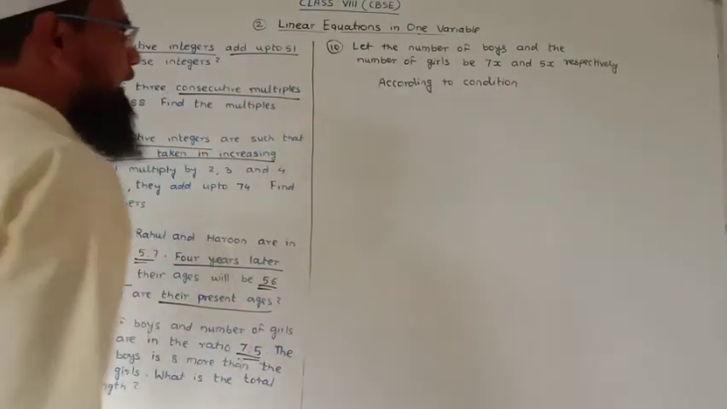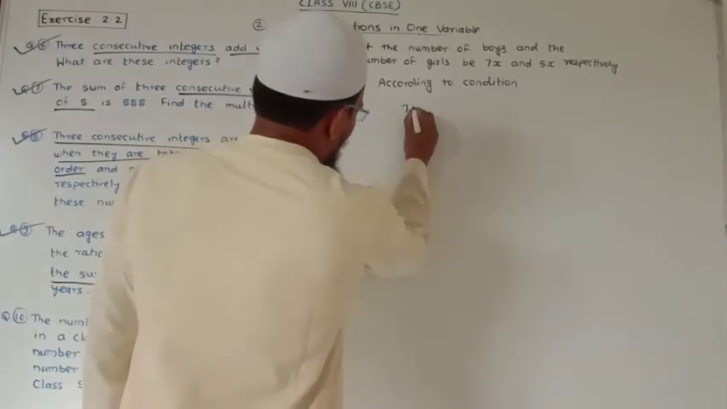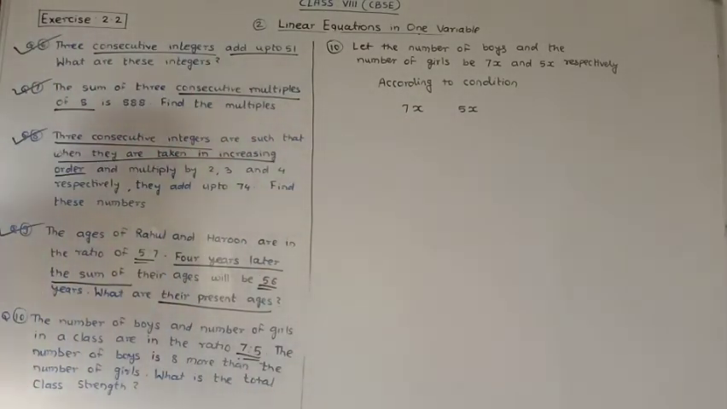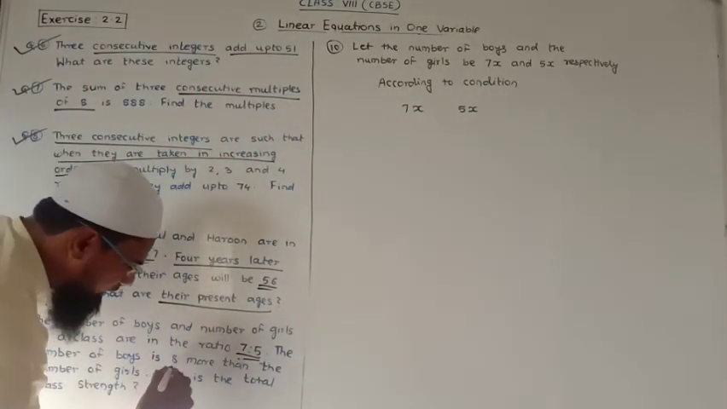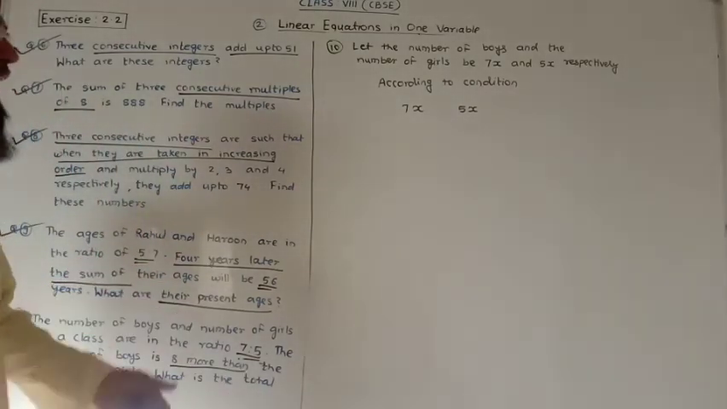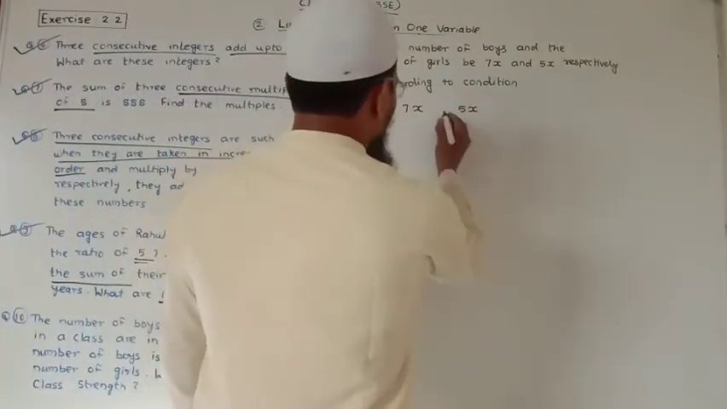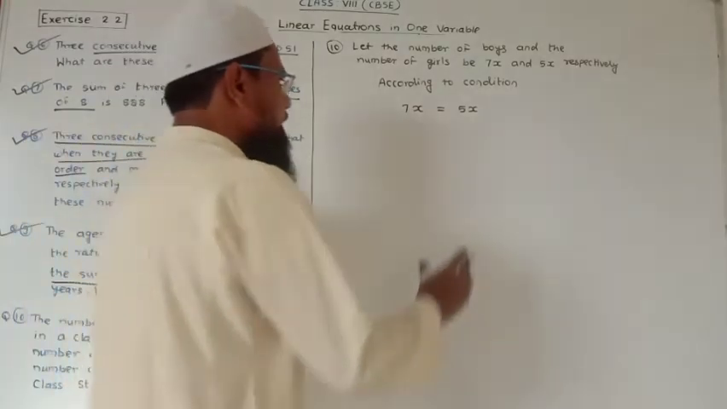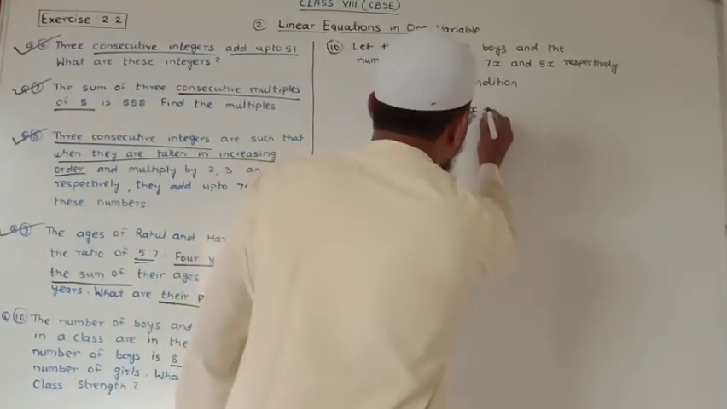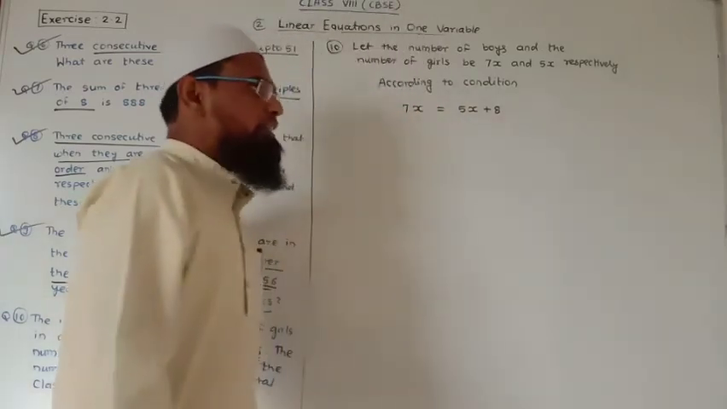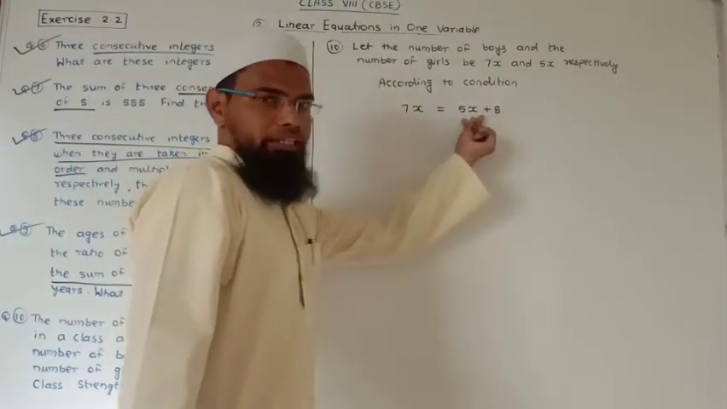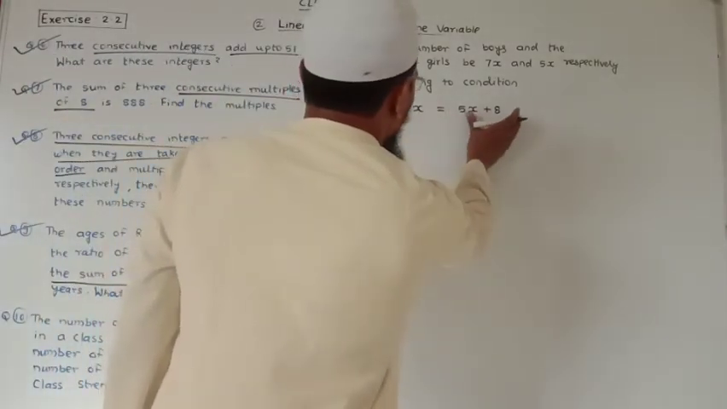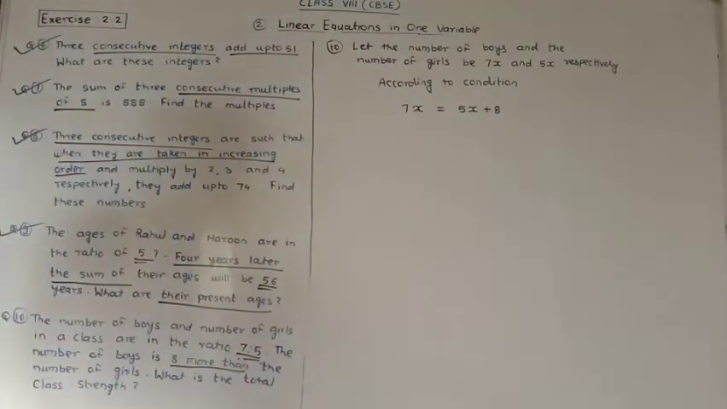First of all, we know that the number of boys is 7x and number of girls is 5x. The condition is the number of boys is 8 more than the number of girls. So to make this equation equivalent, we add 8 to the girls' 5x, so the equation becomes 7x is equal to 5x plus 8.